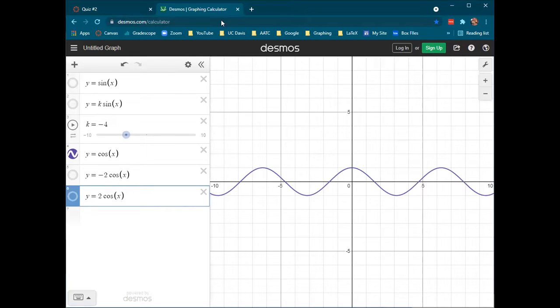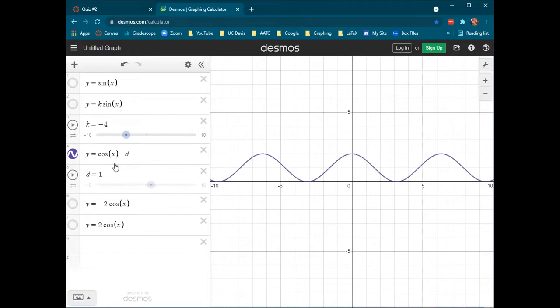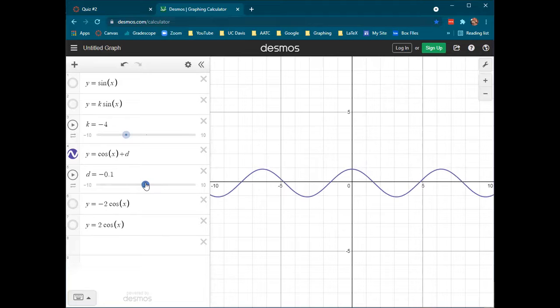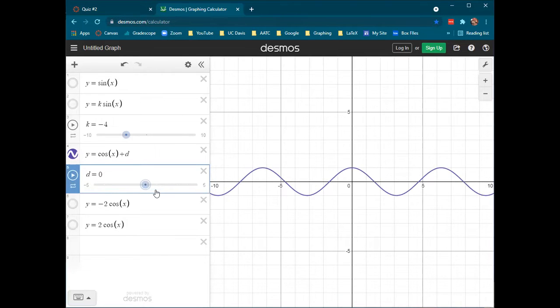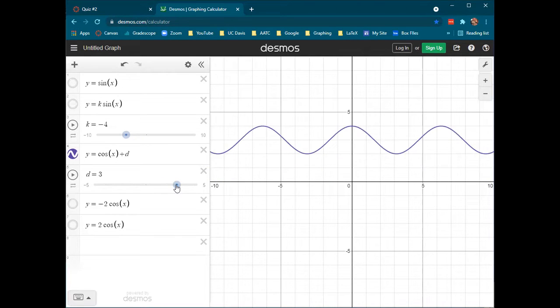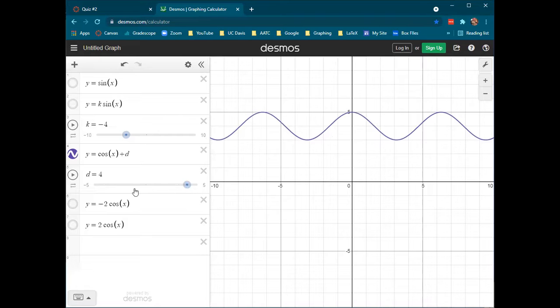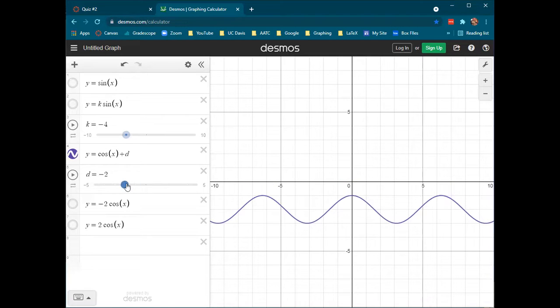So here's my cosine graph, and we can definitely add or subtract, right? There's cosine of x plus 1. There's regular cosine of x plus 0. There's cosine of x shifted up 1, shifted up 2, shifted up 3, right? It's literally just moving the whole graph up by 1 or down, right? There's cosine of x minus 1, cosine of x minus 2, et cetera.